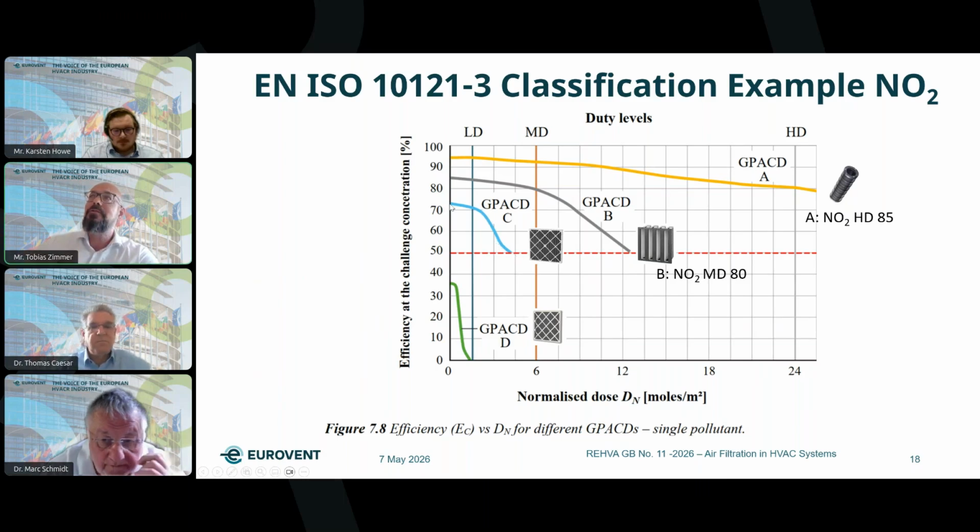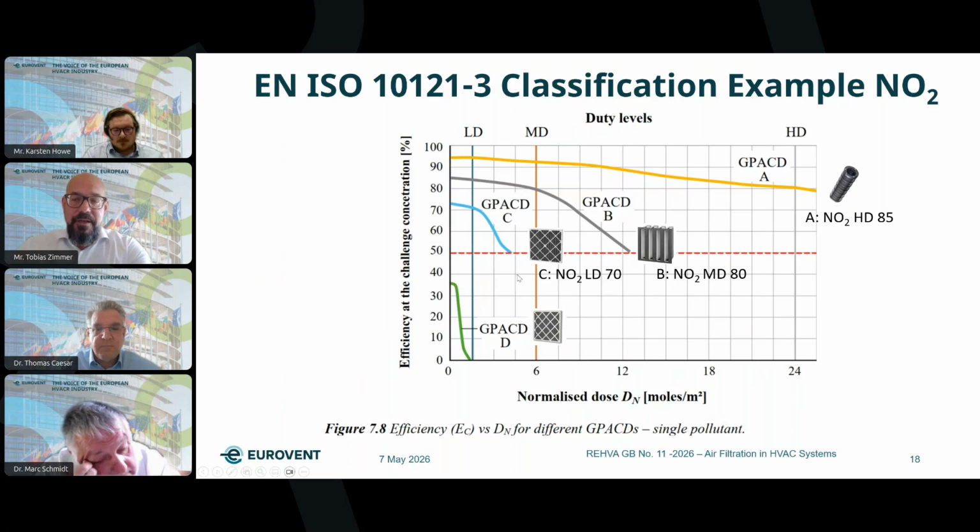Same approach, you take the integral, which is also not difficult in that case. Obviously, it's a 70, including rounding. Meaning we have an NO2 light duty 70.